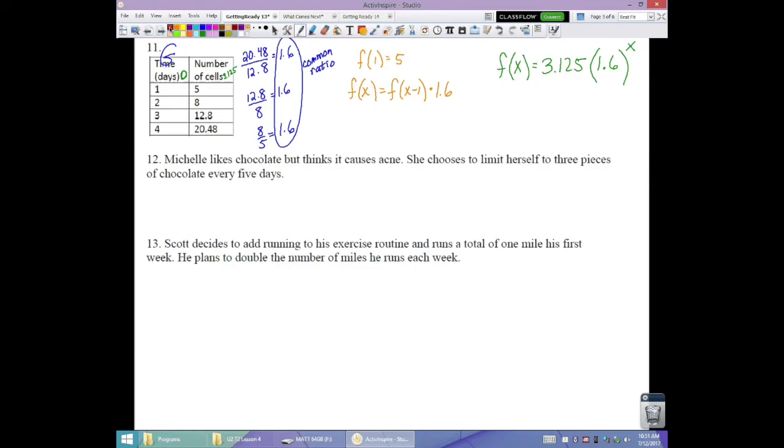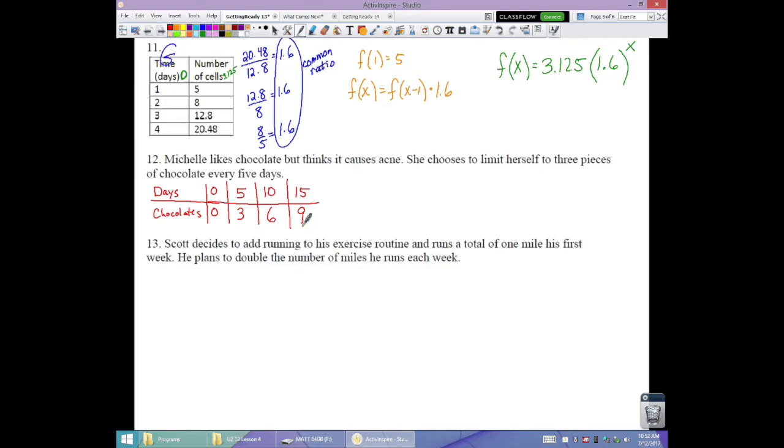All right, number 12. Michelle likes chocolate but thinks it causes acne. She chooses to limit herself to 3 pieces of chocolate every 5 days. So I would try making yourself a little table here with days and chocolates. On day 0, she has had no chocolate. Every 5 days, so by day 5, she has had 3 chocolates. By day 10, she has now had 6 chocolates. By day 15, she has now had 9 chocolates.